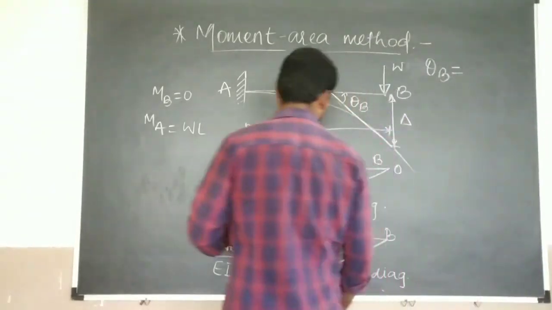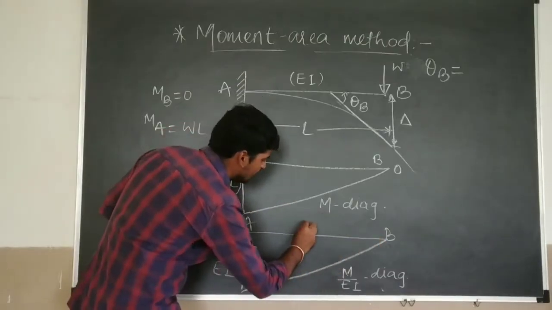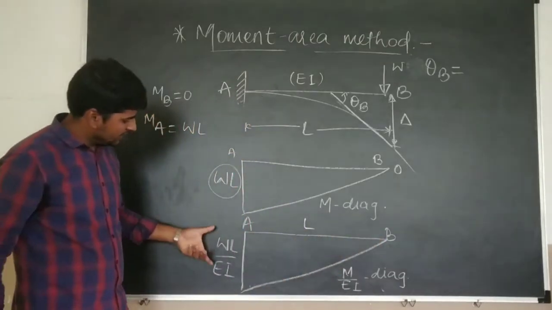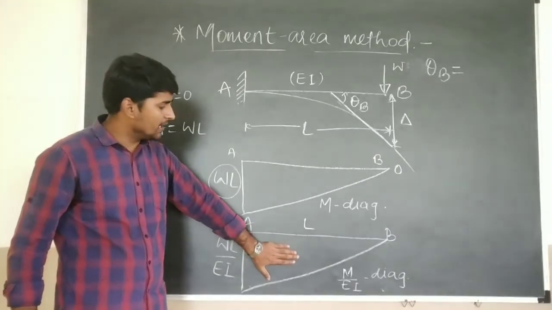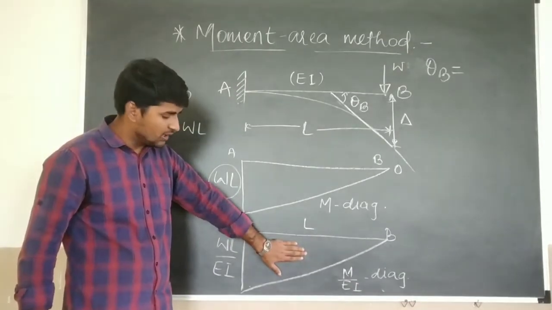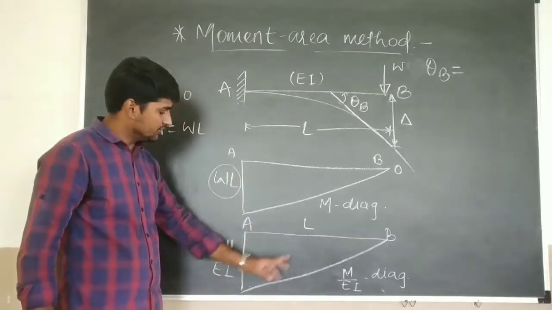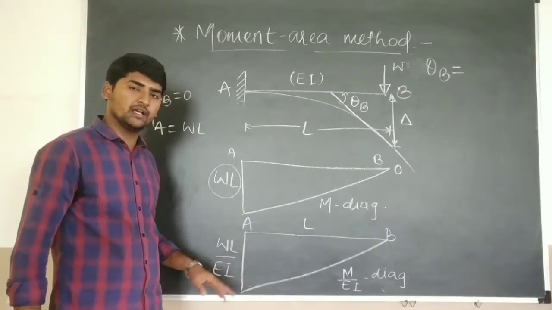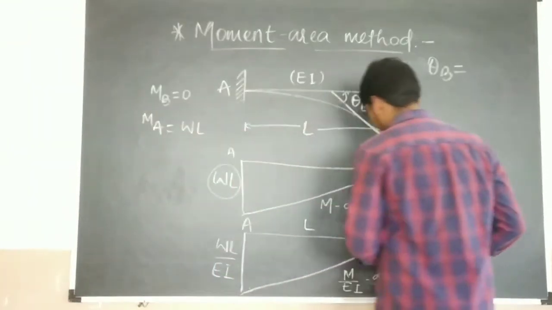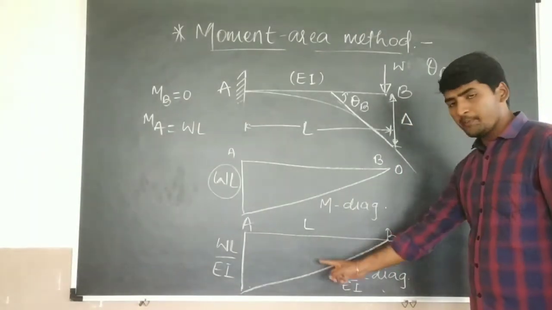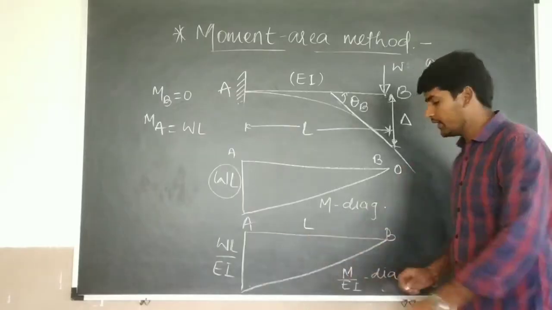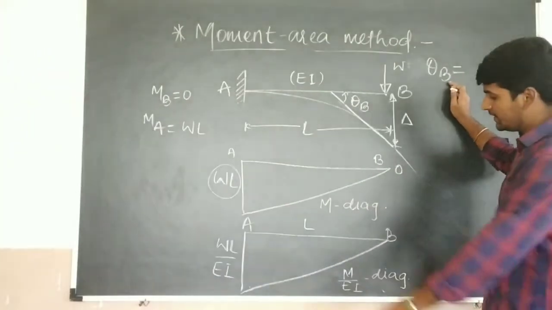And the length of AB is L, okay? And the height is WL upon EI. So how do we calculate the area of this M upon EI diagram? Simply, we can see this is a triangular portion, and the area of this triangle will be half into base into height, okay? So theta B will be the area of this M upon EI diagram from B to A. Okay, so we will simply calculate the area of this diagram.